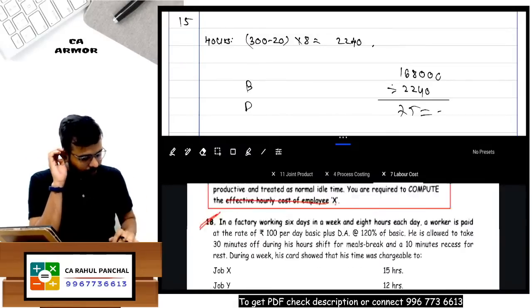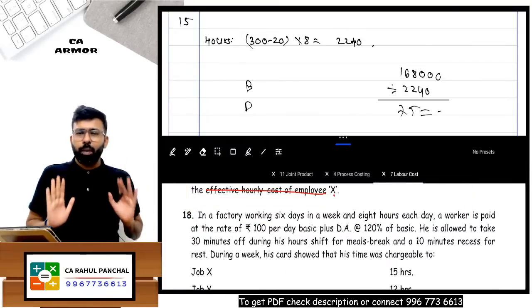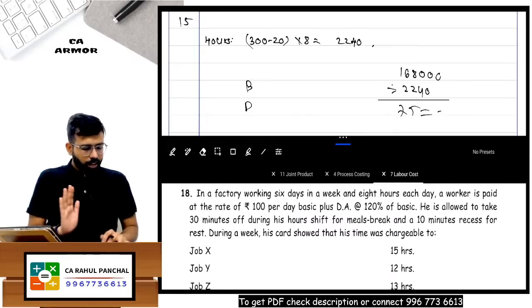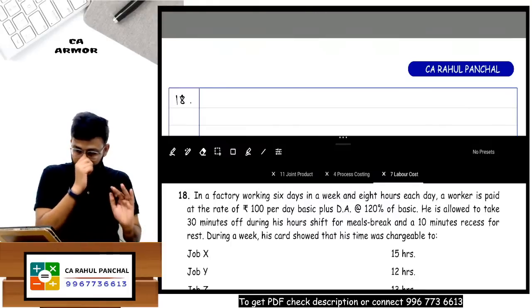Chalo, now let us understand this. Sir, let's do this question, which is very important. It can come in your exam, May 23 paper. There is possibility. Okay. Question number 18. Let us do that. Rate per hour ka question. Question number 18, which is important for examination perspective.